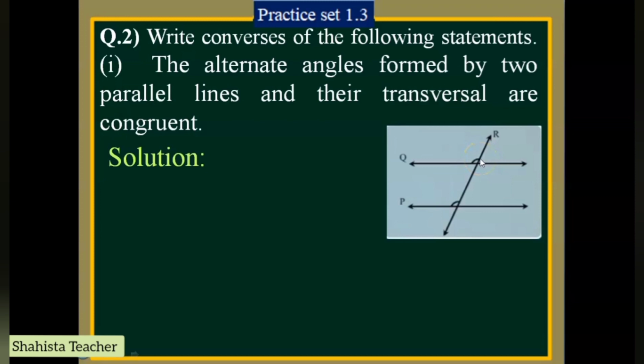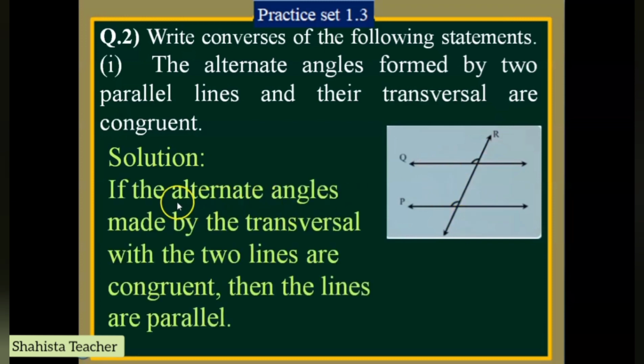So if the alternate angles made by a transversal with two lines, how many lines? Two parallel lines, one transversal line, and two alternate angles are given, and they are congruent, then the lines are parallel. So this is a transversal line and these two are parallel lines. So here we will write the statement: if the alternate angles made by a transversal, these two are parallel lines. So if the alternate angles mean opposite directions, see, these are opposite directions, opposite angles.